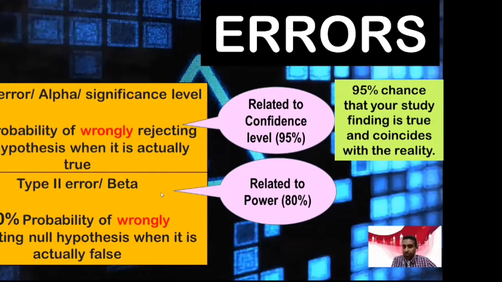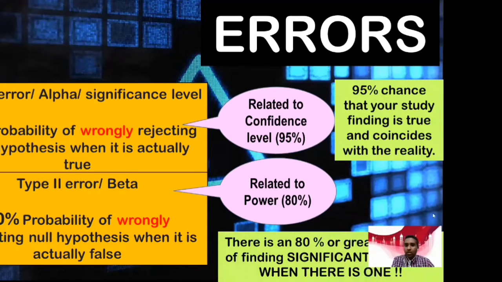And coming to type 2 error. Type 2 error is a 20% probability of wrongly accepting the null hypothesis when it is actually false. And it is related to power. When it is 20%, 100 minus 20 is 80. 1 minus beta is power. And what is power here?